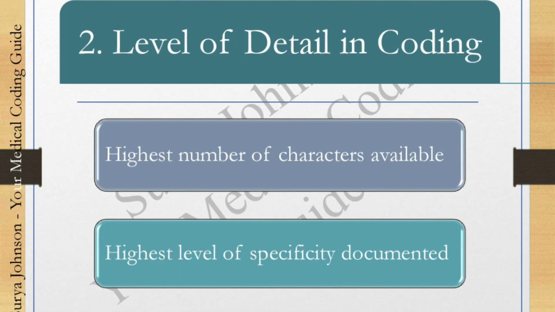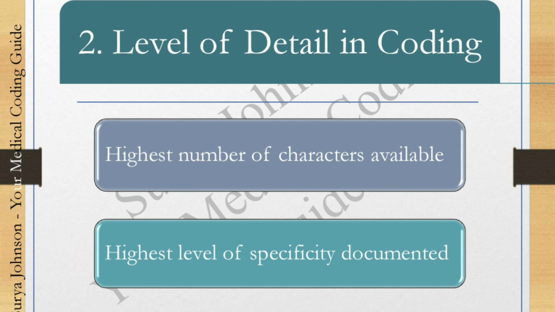Then the second one is the level of detail in coding. So the detail of coding, what does this mean? It means the highest number of characters available should be entered. Like we said before, if the code requires a 7th character, then completing the 7th character only will enable it to become a code. So you cannot code a 5 character when the code or the guideline requires a 6 or 7 character. You should put all the highest number of characters available to make it a complete code. So the level of detail in coding is needed.